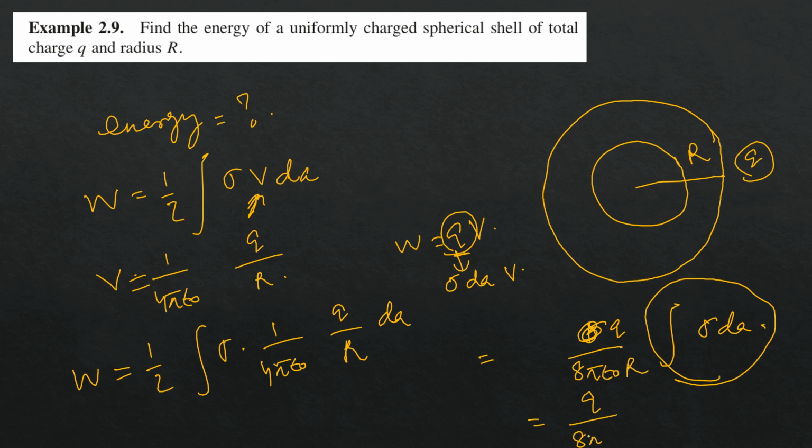Q by 8 pi epsilon naught R into Q, that is Q square by 8 pi epsilon naught. Is that right? Is that correct? Okay, that is the answer.